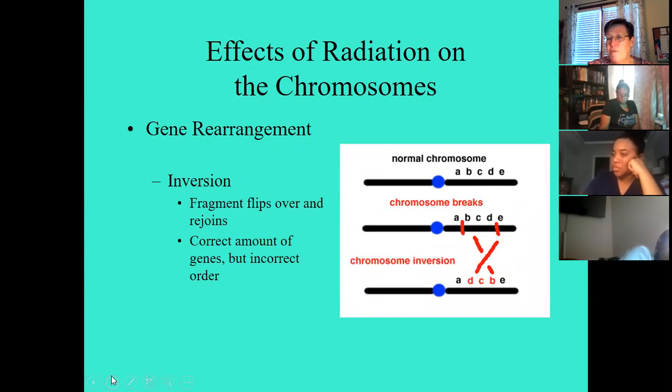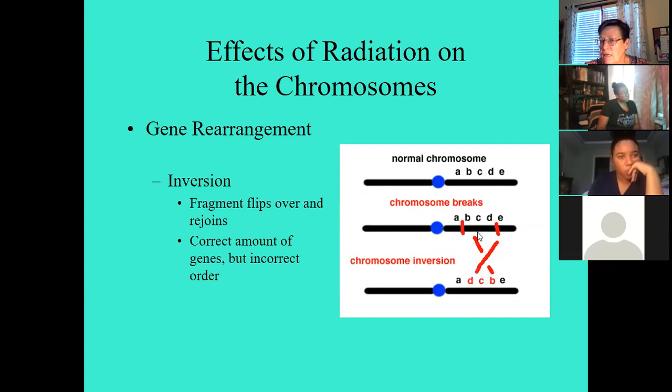Another type of gene rearrangement is called inversion. Inversion occurs when a chromosome is broken at two places, and in the repair, the gene somehow flipped around. You see a normal chromosome illustrating the order of the genes as A, B, C, D, E. Well, we irradiate the chromosome and it gets broken in two places.